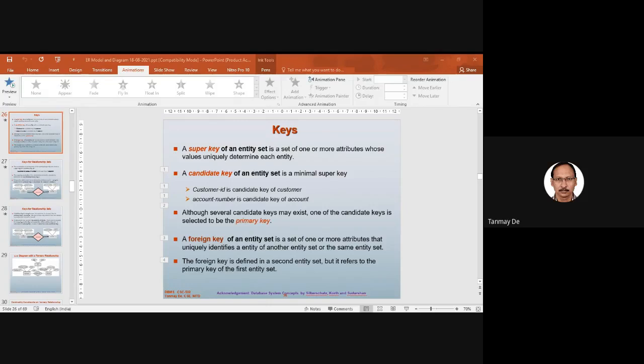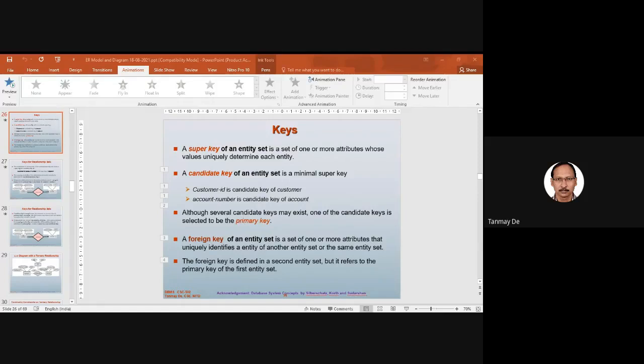You can see in this example, we can show three super keys. Not only these three, other super keys are possible. Maybe customer ID, customer name, customer city, and customer phone number. Or maybe customer ID with customer phone number. This is also a super key. But altogether you can see the customer ID is common. So which is the minimal form of the super key? Here, customer ID. For that, customer ID is the candidate key of the customer entity set.